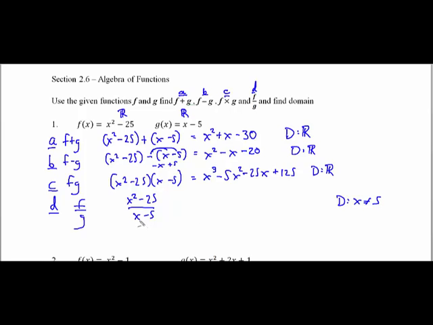And it can't have 5, because since we have a denominator, the denominator cannot be equal to 0. So our x minus 5 cannot be 0. Solve for x by adding 5 to both sides, so x cannot be equal to positive 5. So that's where we get this. But there is some simplification we can do.